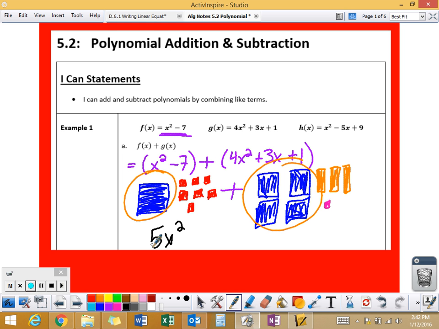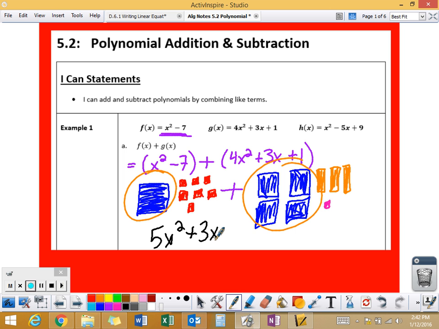Now I want to look at how many x's I have. Notice I didn't have any x's, any orange pieces in my first equation, but in my second equation, I have 3. So then I have plus 3 x's. Total, I have 3 x's.